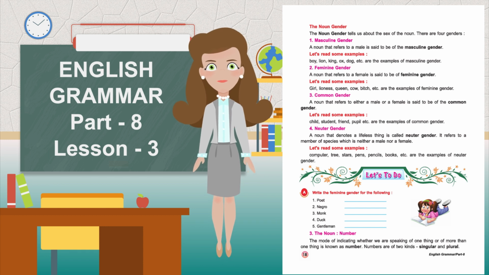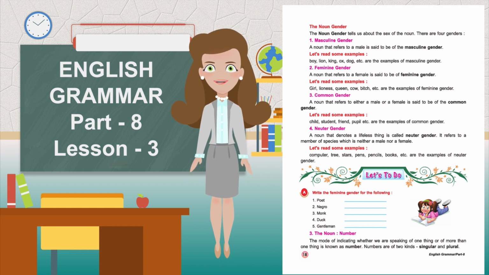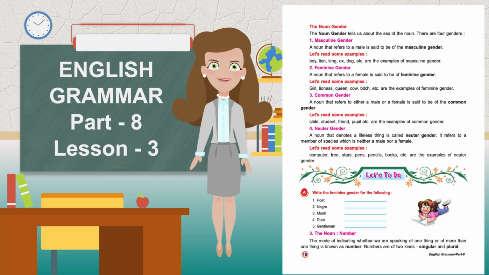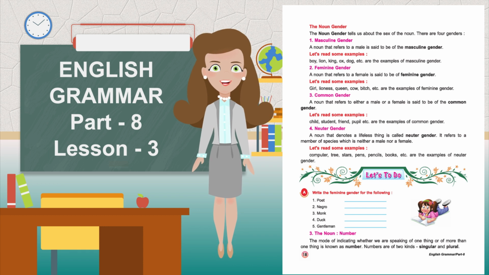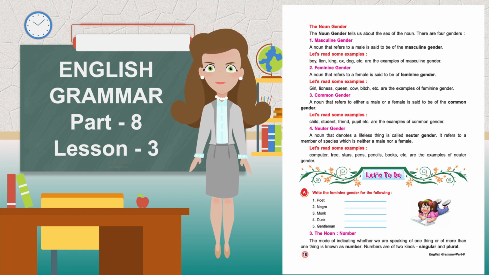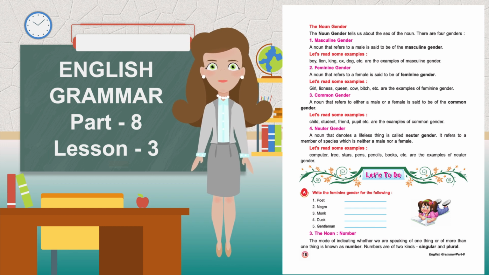Common gender. A noun that refers to either a male or a female is said to be of the common gender. Let's read some examples. Child, student, friend, pupil, etc. are examples of common gender.